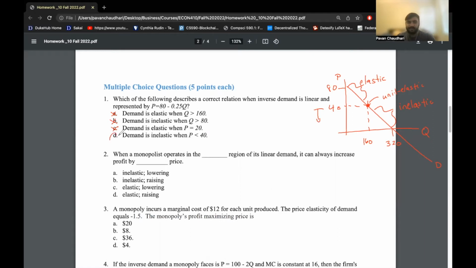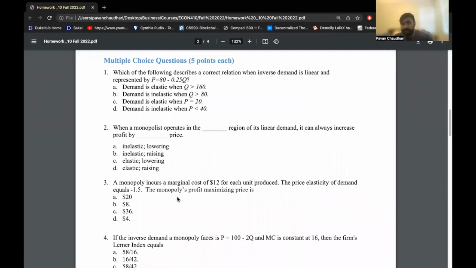That's correct. Number 2 is also something you need to memorize, which is that the monopolist will never operate in the inelastic region. And here's why. So that's going to be the first blank. It's going to be inelastic. That's where the monopolist will never operate.